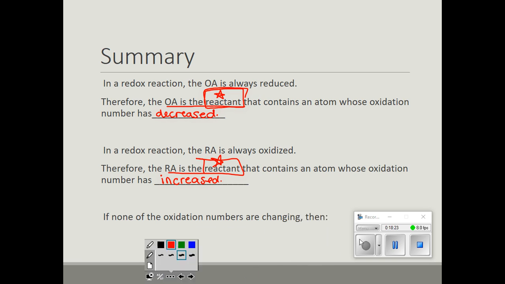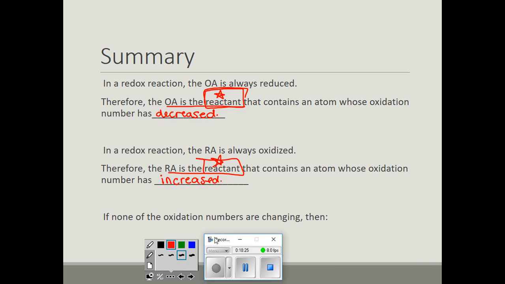Now, what if you assign oxidation numbers and none of them change? What does that mean? Means it's not a redox reaction.